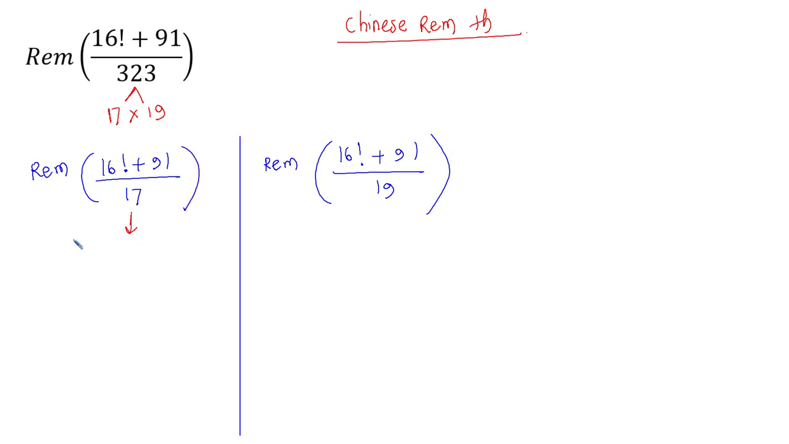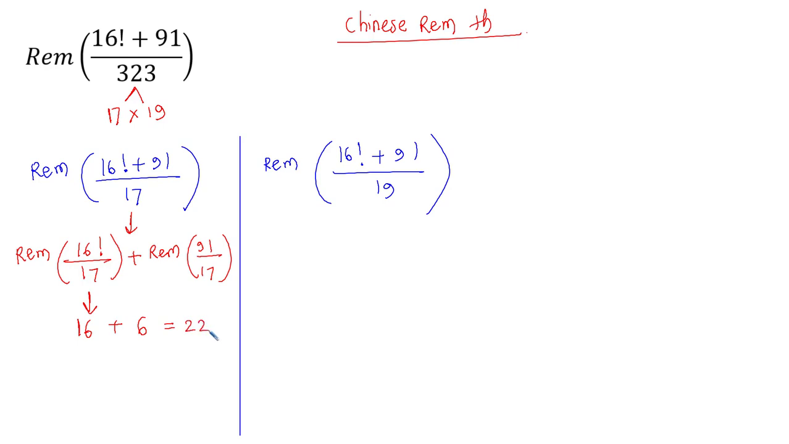So over here, this remainder is equal to what? Tell me. This remainder is equal to the remainder of 16 factorial divided by 17, plus the remainder of 91 divided by 17. By using Wilson's theorem, the remainder of 16 factorial divided by 17 is 16, plus the remainder of 91 divided by 17. 17 5s are 85, so the remainder is 6 here. So 16 plus 6 is equal to how much?